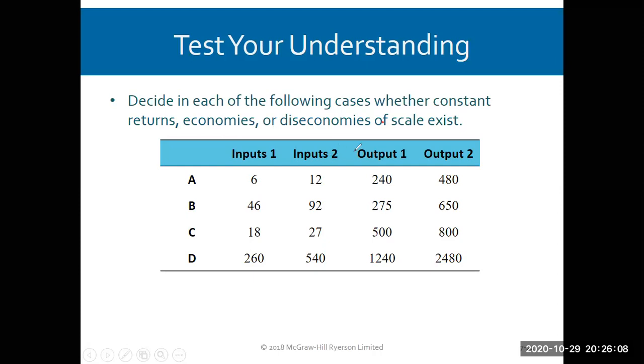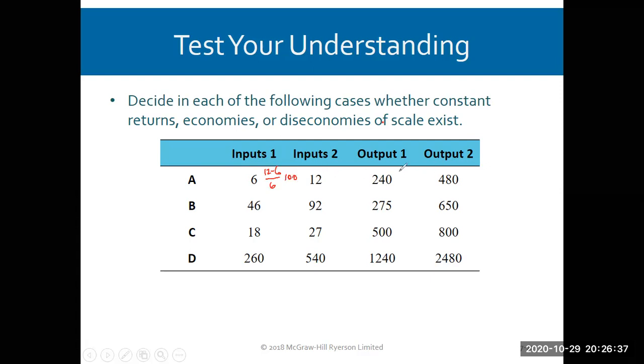So let's look at another way to calculate these kinds of things. I mentioned in the previous slides we did it two different ways, and now we're going to do it by looking at percentage changes, and it'll show us constant returns, economies, or diseconomies of scale. So there's 4 examples here, A, B, C, or D. The way you calculate the percentage change in inputs is you just go 12 minus 6 divided by 6 times 100, and you'll see that that is 100%.